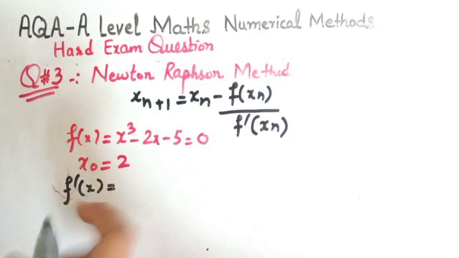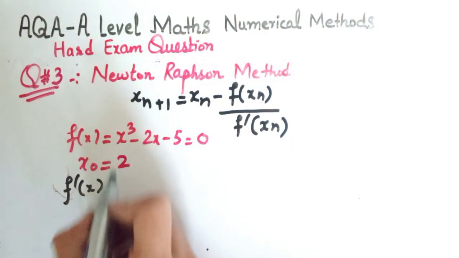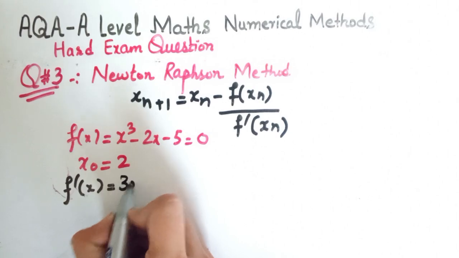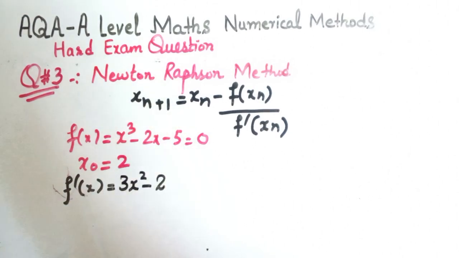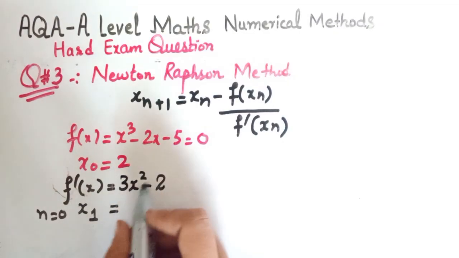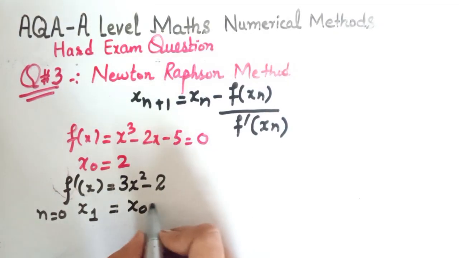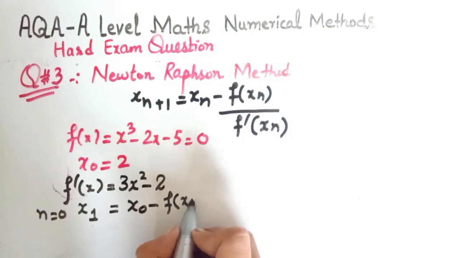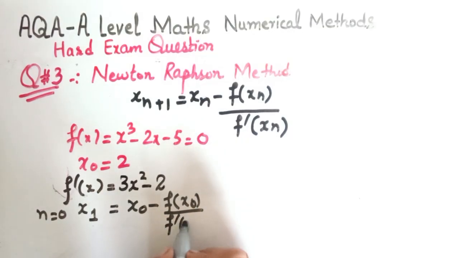So f dash of x equals what? We will differentiate this with respect to x: 3x squared minus 2. Now we have to find the value of x1. So n equals 0, which implies that x1 equals x0 minus f of x0 divided by f dash of x0.